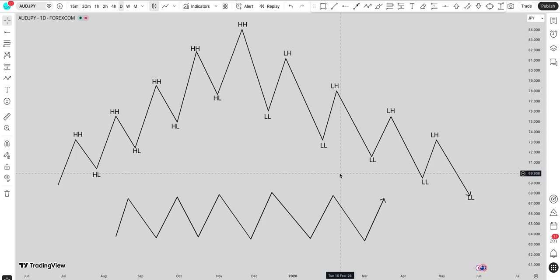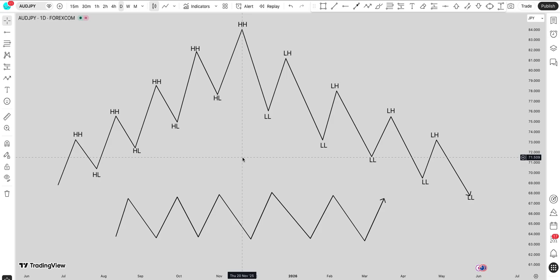Now that that is out of the way, let's get right into it. So what exactly is market structure? Market structure is simply the pattern that price creates as it moves throughout the market. Traders use this to identify whether buyers or sellers are currently in control of the market.